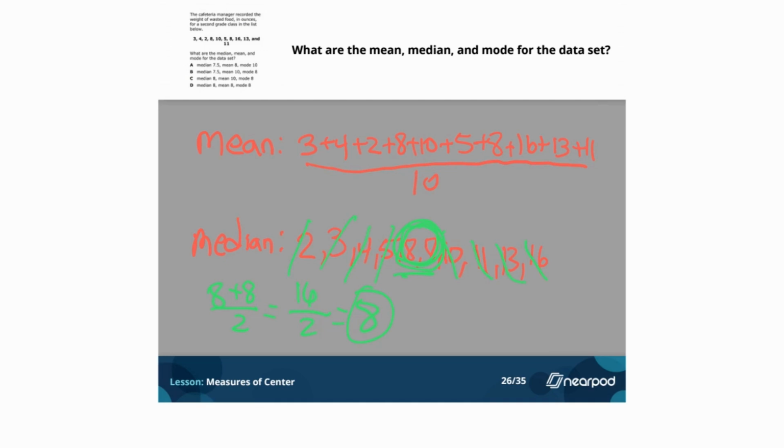Then finally, our mode is the number that's most often repeated. The mode is what? We look up here, the number that's repeating is 8. So I helped you out. Do the math and see what answer you got.